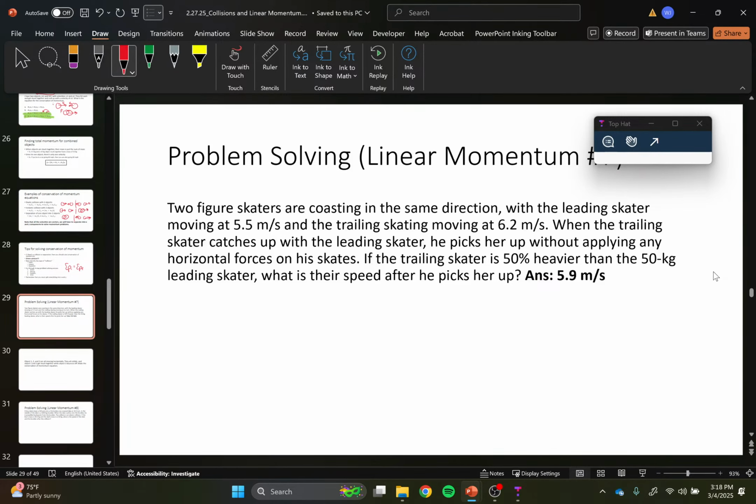Okay, and now we do two figure skaters. Yeah, the rest of the class is literally just doing this. Maybe we'll get to center of mass today. If not, we'll do center of mass on Thursday and start fluids then.